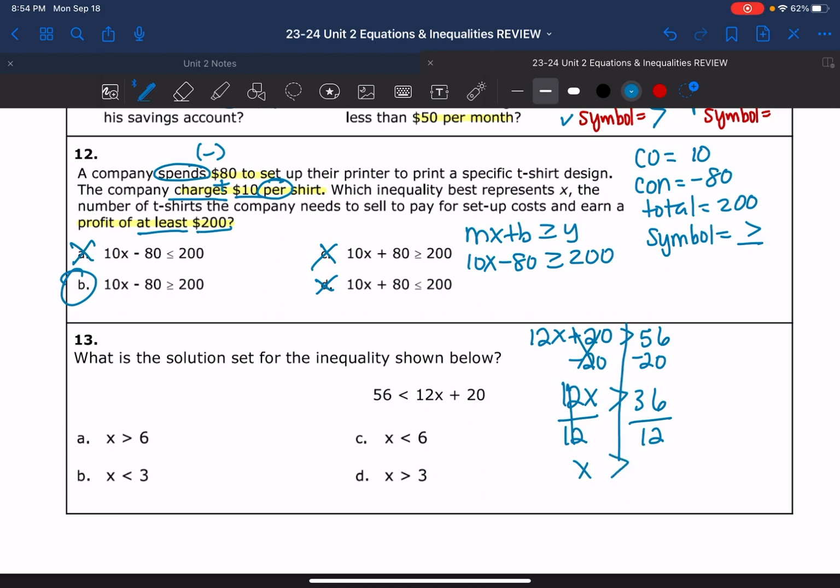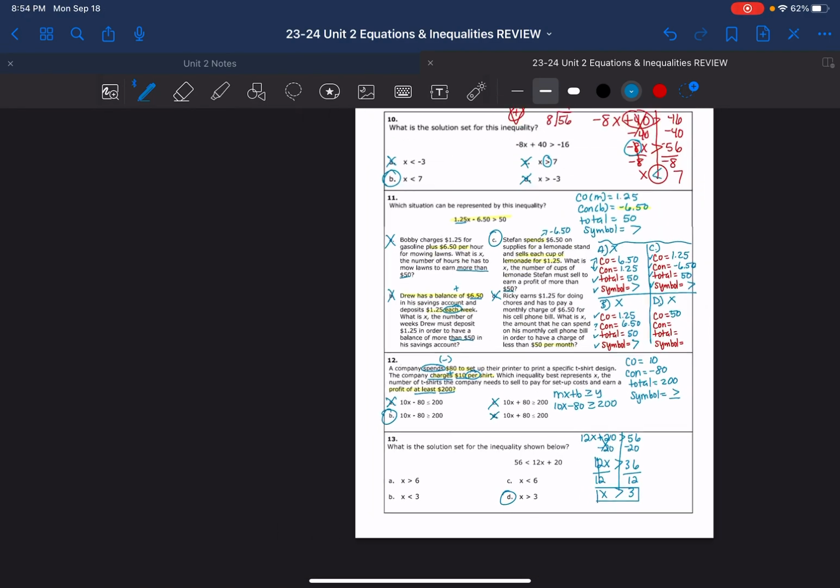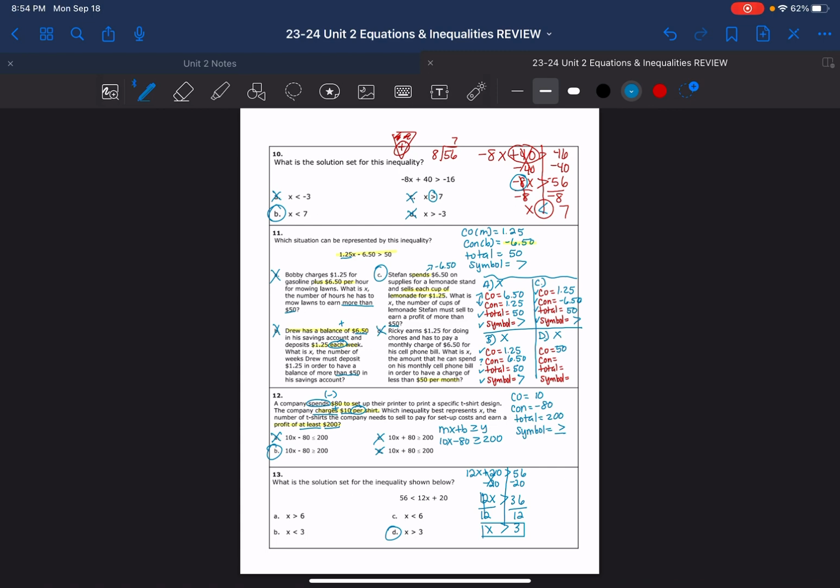If I divide 36 by 12, I'm going to get 3. That is my final answer, which is going to be D. All right, pause if you need to. I'm going to go to the next page.